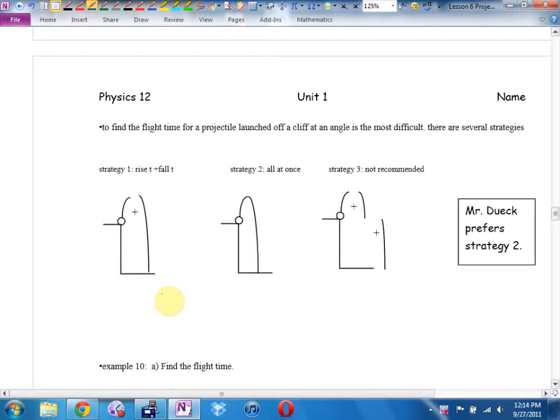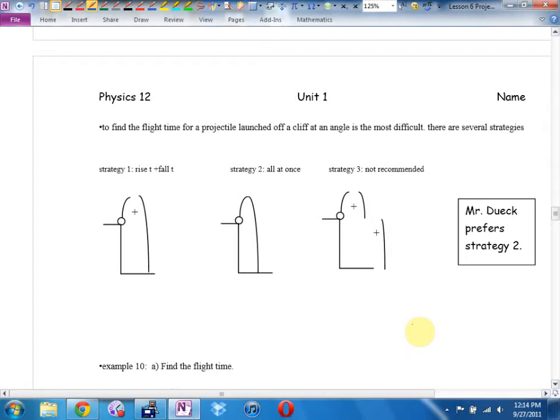Strategy two is to do it all at once. That's my preferred method. Yes, it involves a bit of math, but it's shorter. Strategy three, I don't recommend, but some kids like it. It's find the time to get to the top, double it, and that'll give you the time to get to the bottom, back level with the cliff. Then figure out, using whatever your Vy is right here, how fast you would fall to the very, very bottom. Add all three times together. Mr. Dueck prefers strategy number two.